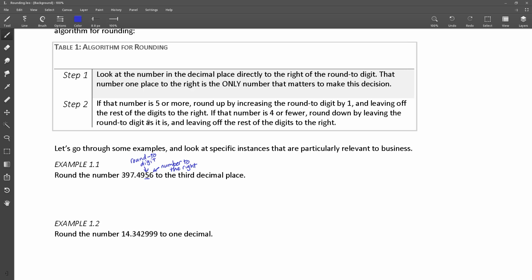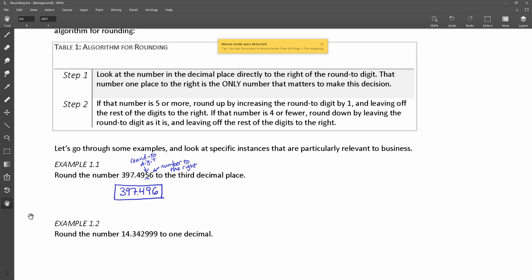Now step 2 says if that number is 5 or more, round up by increasing the round 2 digit by 1 and leaving off the rest of the digits to the right. I'm not going to read the rest of step 2 because that is exactly the situation we have here. The number to the right of our round 2 digit is 6, which is more than 5. So we're going to round up by adding 1 to the 5 to get 397.496. This is the answer, rounded to the third decimal place.